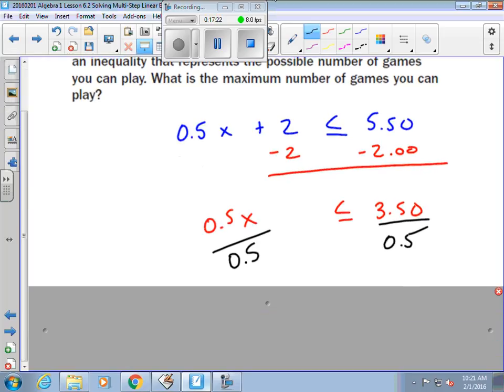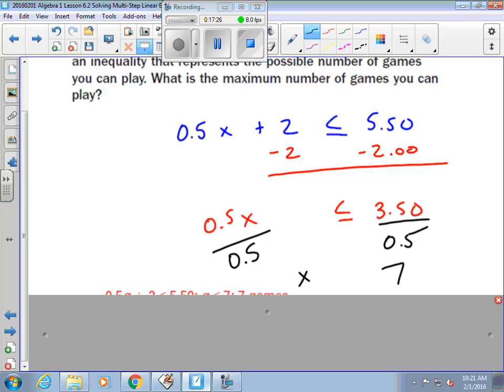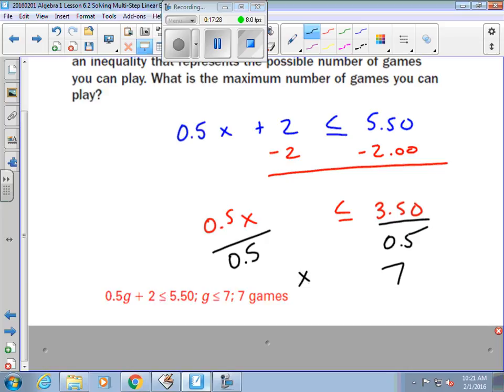5 goes into 35, 7 times. And there's 3 decimals we have to move. So it's going to be x has to be less than or equal to 7 times. X is less than or equal to 7 times.